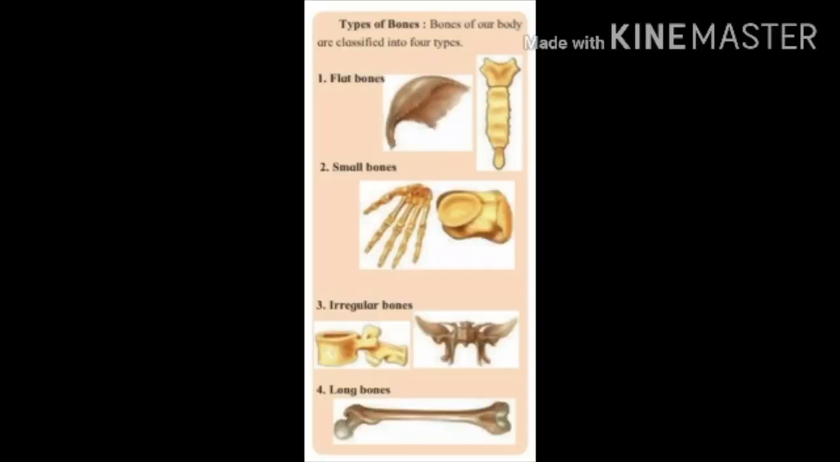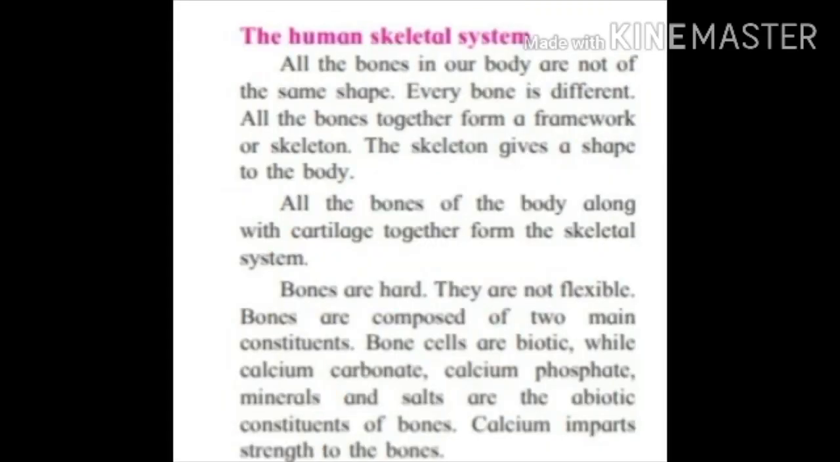Now, bones are of 4 types. First is flat bones, second is small bones, third is irregular bones, and fourth is long bones. You can see them on your screen and also in your textbook. Next, we have the human skeletal system.